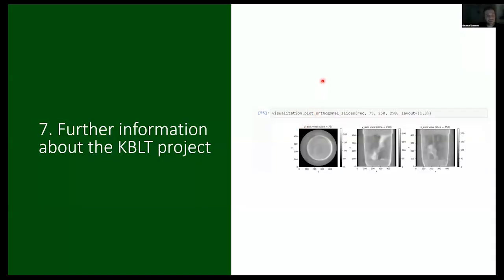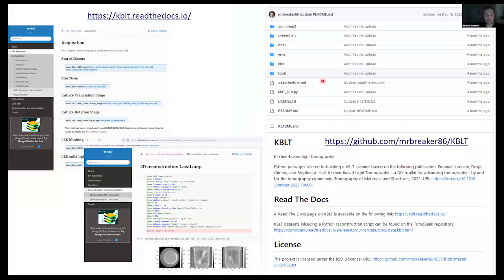And if you want to know even more about the KBLT project, I can give you a tip. I have created a so-called Read the Docs page called kblt.readthedocs.io, where I describe the code for acquiring tomograms or projection images, and this code points to the code which you find on my GitHub page. And if you click on the lower tab here, you can also take a look at various reconstruction or segmentation scripts for various samples.